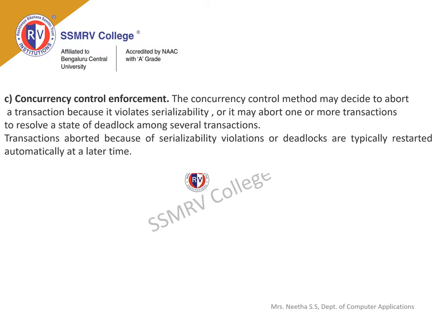Next, third one, we have concurrency control enforcement. A concurrency control method may decide to abort a transaction if it violates serializability. Serializability means the transactions are executing one after the other. Concurrency control may itself decide to abort a transaction if it violates serializability, or it may abort one or more transactions to resolve a state of deadlock among several transactions. Transactions aborted because of serializability violations or deadlocks are typically restarted automatically after some time.